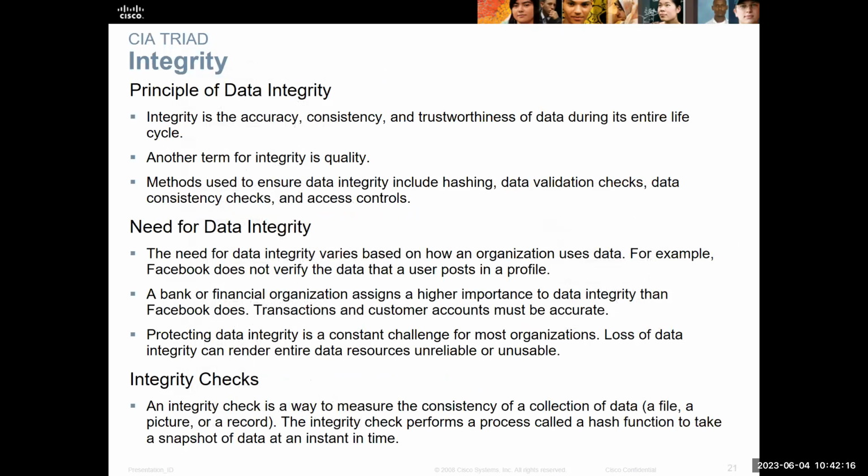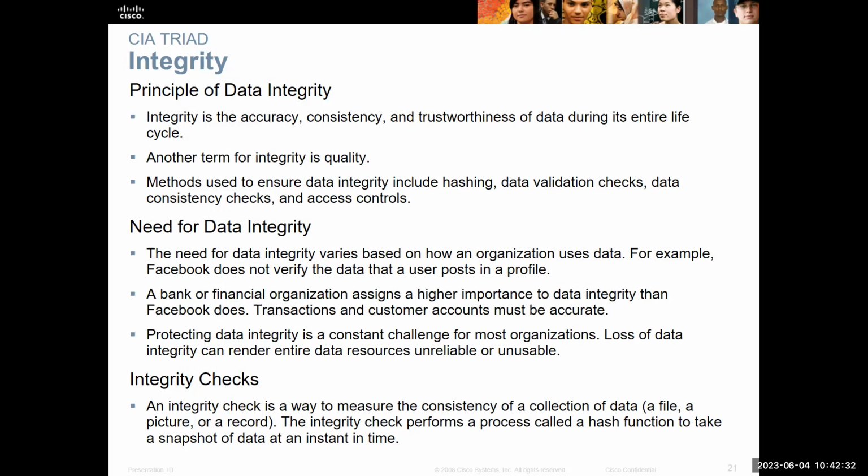Now, that is about confidentiality. Now, integrity, the principle of data integrity. In this, we are looking at the accuracy, consistency, and trustworthiness of data during its entire life cycle.